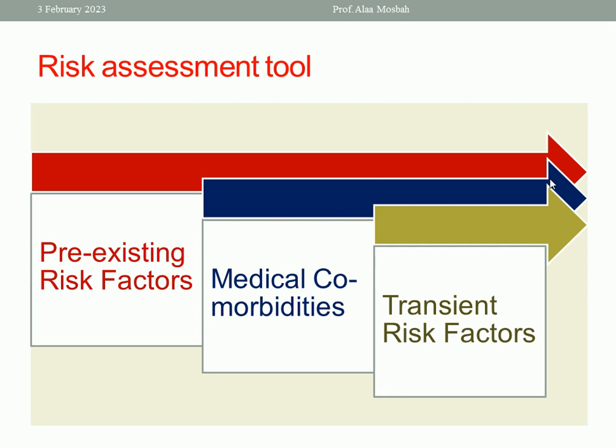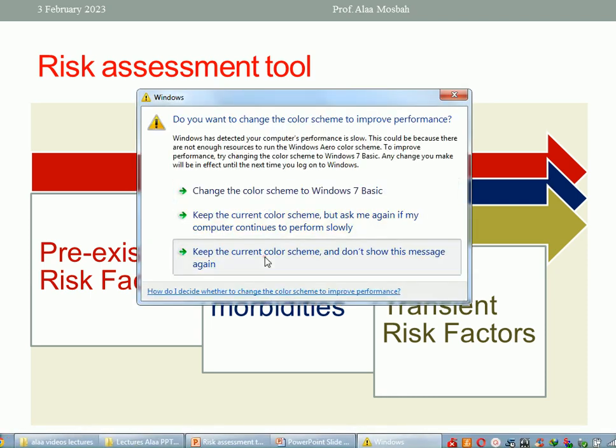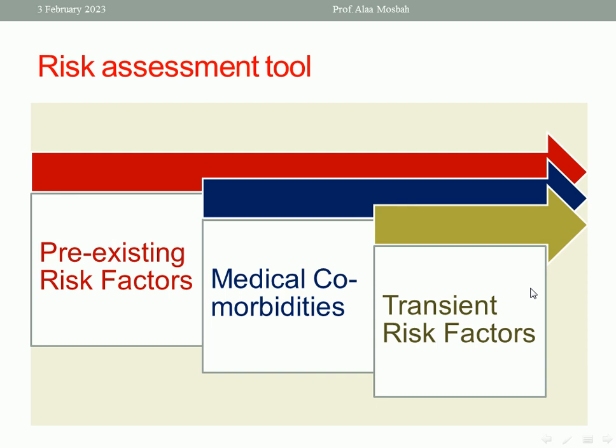So, what is the component of this risk assessment tool? Three components: pre-existing risk factors, medical comorbidities, transient risk factors. After we finish all these three important items, if we find the lady carries three or more risk factors, she needs thromboprophylaxis with low molecular weight heparin, for example.